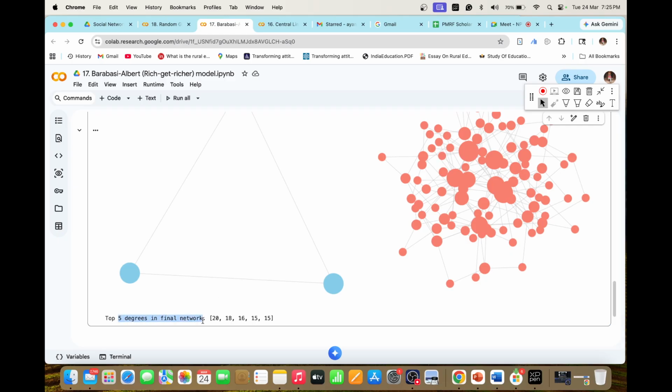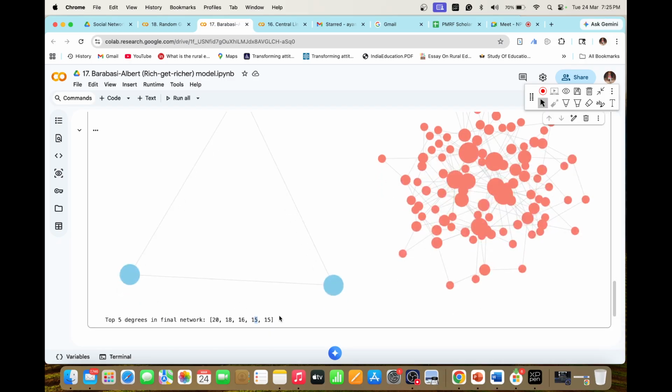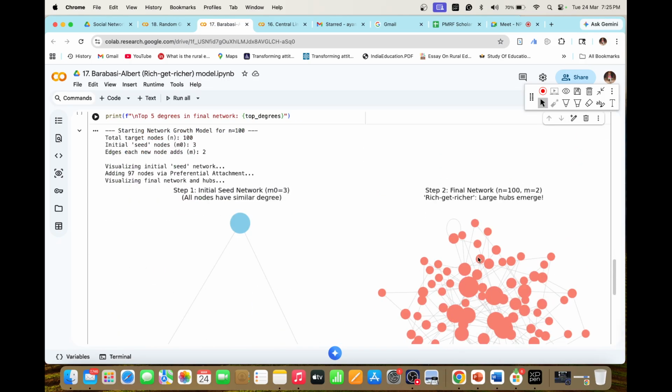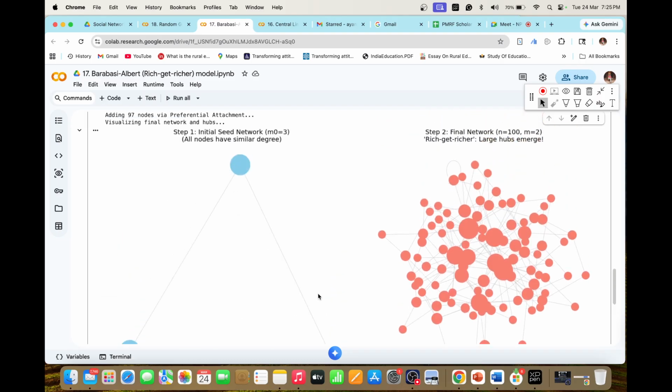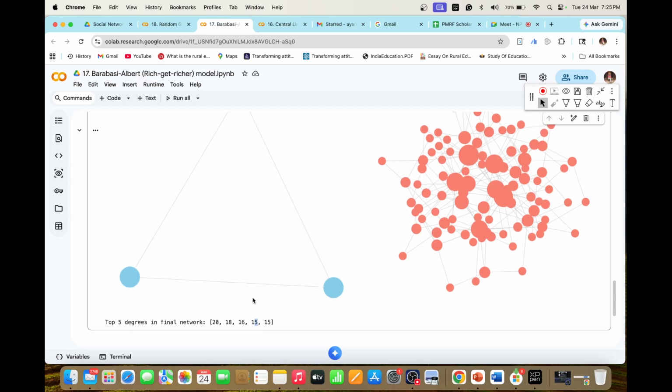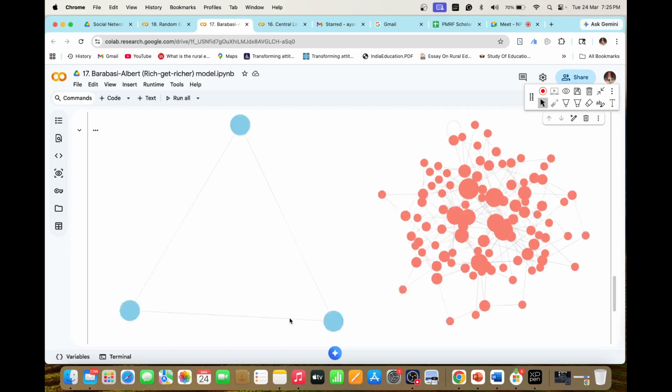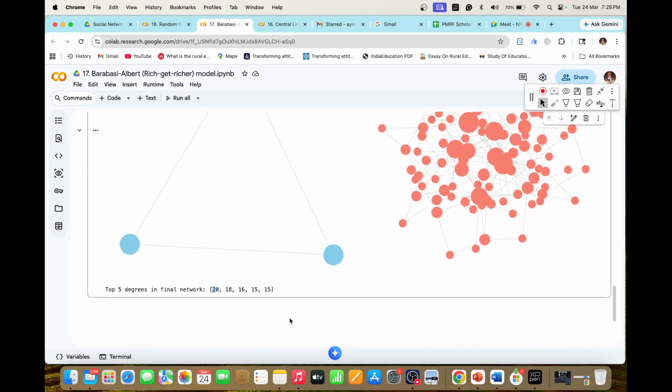The top 5 degrees in the network are 20, then 18, 16, 15 and 15. These are the top 5 degrees of the connected network. Initially we have the three node network, and then we add the nodes one by one, and the nodes prefer already higher degree nodes. At last hubs emerge, with the highest degrees 20, 18, 16, 15 and 15. So this is the BA model.